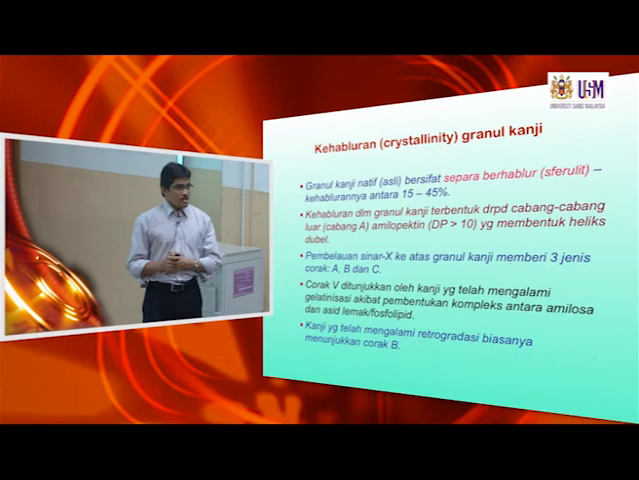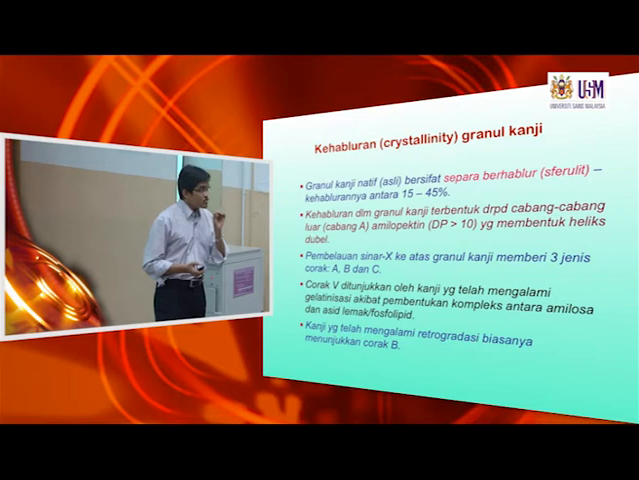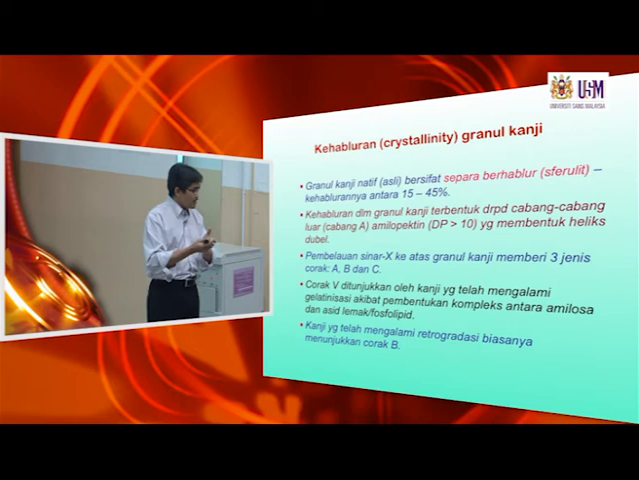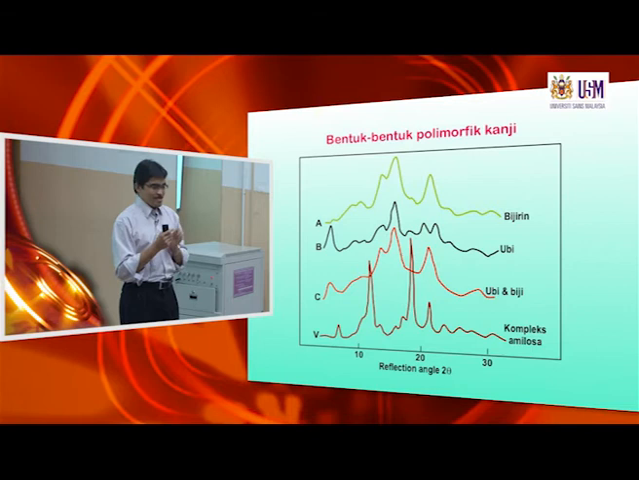And native starch can have B type. But retrograded starch, after we cook the starch, cool it down, it will retrograde. The retrograded starch also shows a B type. So that's how the X-ray pattern looks like. But of course, this is a very much simplified pattern. If you look at the original pattern, it looks more complicated, of course. This is simplified.